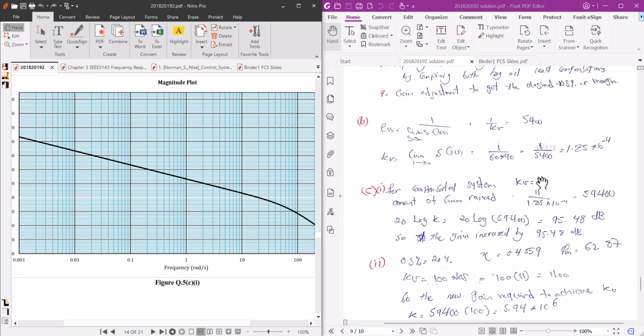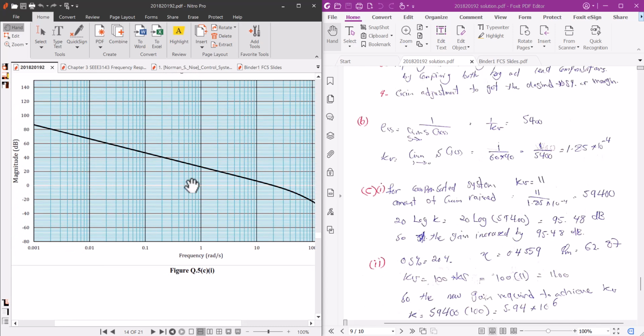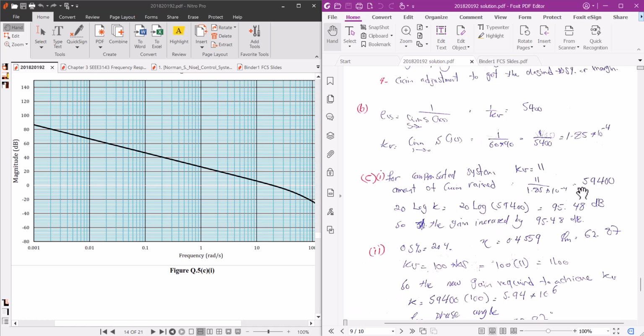This is the compensated system Bode plot, not the uncompensated one. It's 11, and how much compensation has been made? First it was 1.85 times 10 to the power minus 4, now it's 11. So 11 over 1.85 times 10 to the power minus 4 is about 594,000 times the value has been increased. So you have to take 20 log of 594,000, which comes to 95.48 dB. So that dB has been added to the system. That's why its steady state error has reduced and steady state response has improved. So the gain added is 95.48 dB.